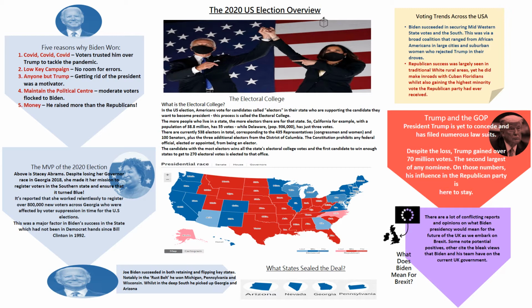And you've also got a wee bit there on the MVP of the 2020 election, so that is Stacey Abrams. If you Google her, you'll find out that despite her losing her governor race in Georgia in 2018, she made it her mission to make sure that more people were registered to vote, especially African Americans. And apparently her work is one of the major factors in terms of why Joe Biden won the US election.